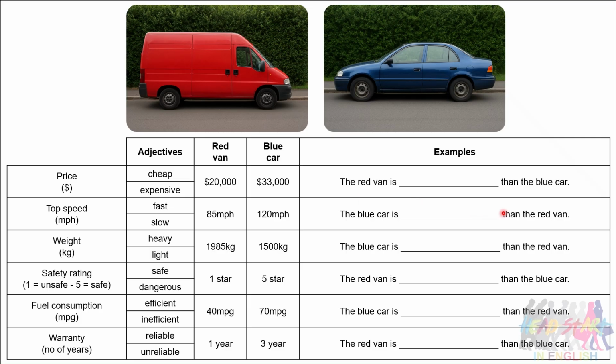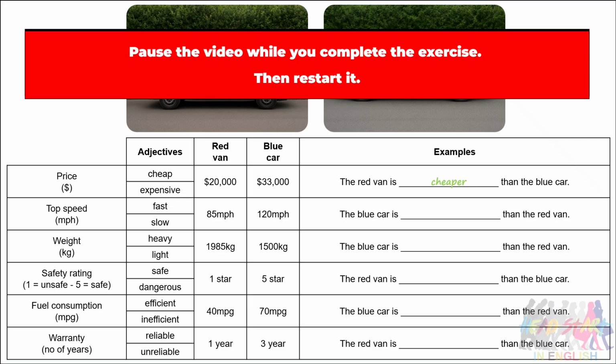The red van is something than the blue car. Well, okay, the red van is the subject. So it's $20,000. The blue car is $33,000. So this one is less. So cheap is going to be the adjective. The red van is cheap than the blue car. No, that's not right, is it? Because we need to change cheap into the comparative adjective. So what would the answer be? Well, the answer would be cheaper. The red van is cheaper than the blue car. So now you're familiar with the data set. Go ahead and complete the other sentences. Pause the video now, and in a moment we'll come back with some further answers and feedback.